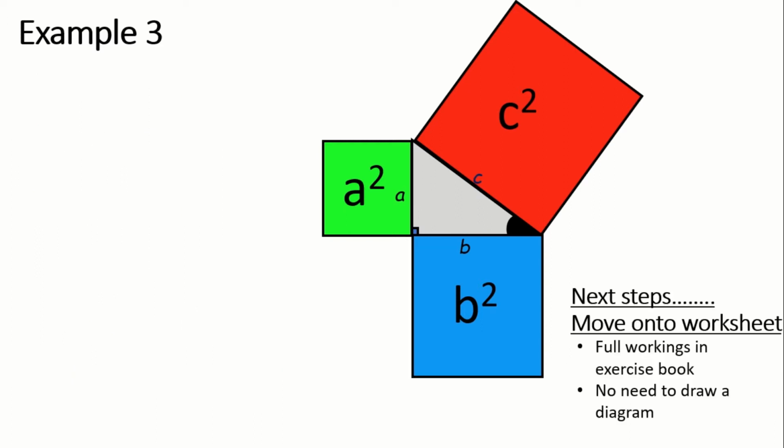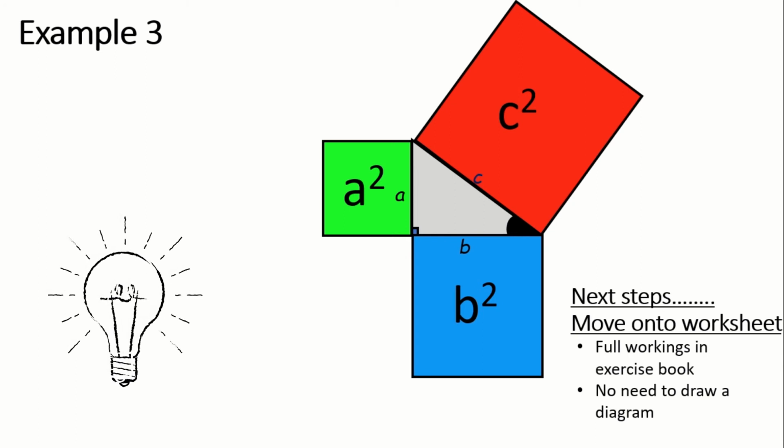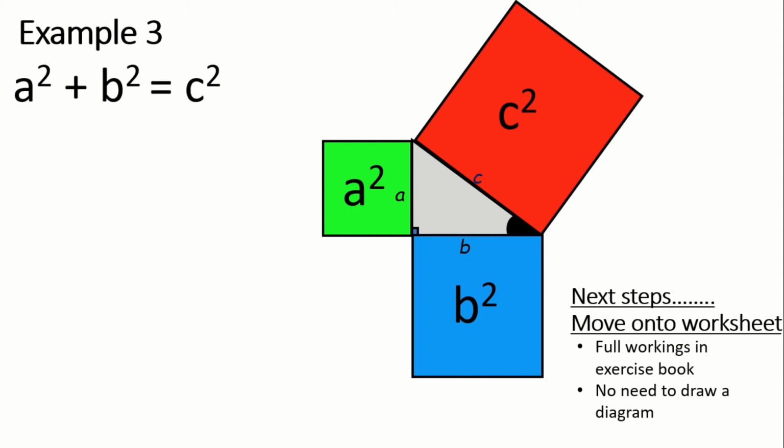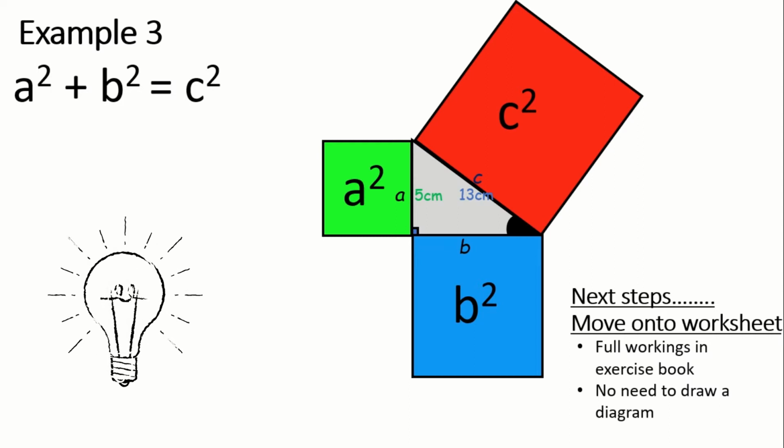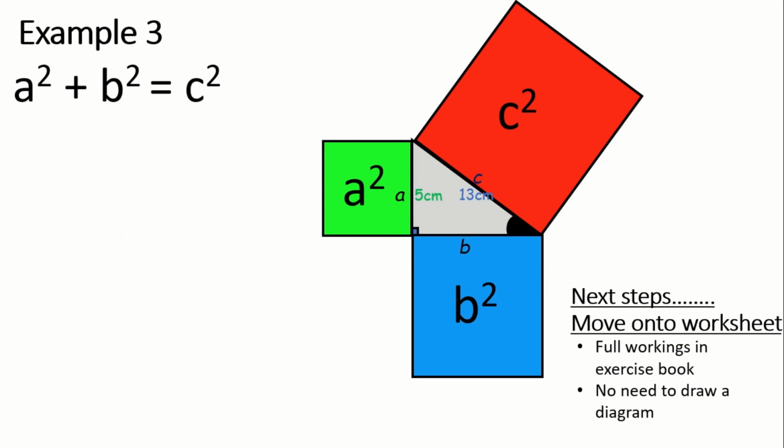As with example 1, I would like you to copy down example 3, but just the equations, not the diagram. Can someone put their hand up and tell me what is the equation for Pythagoras? Brilliant. We write this down as a squared plus b squared equals c squared. Talk with your partner for a few moments. What is different about this example? Well done. This time we are given the longest side rather than both of the shorter sides.